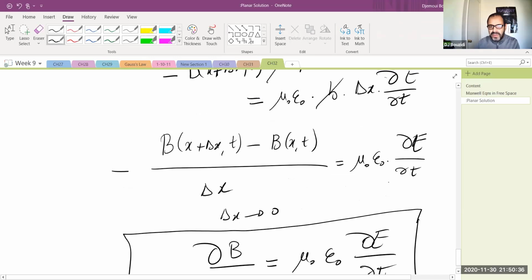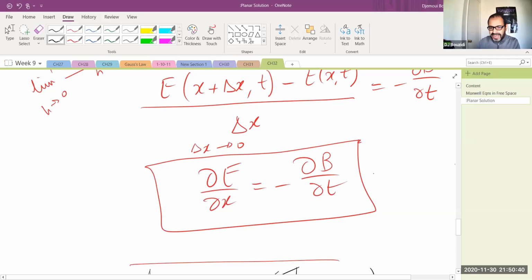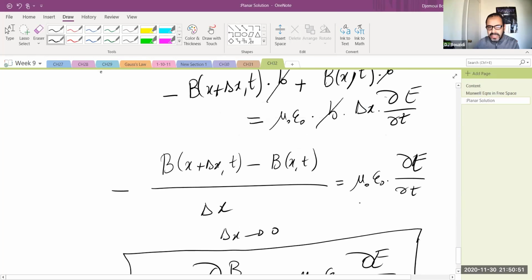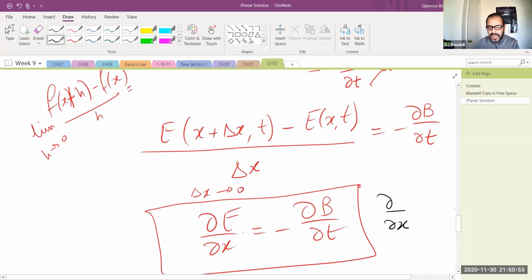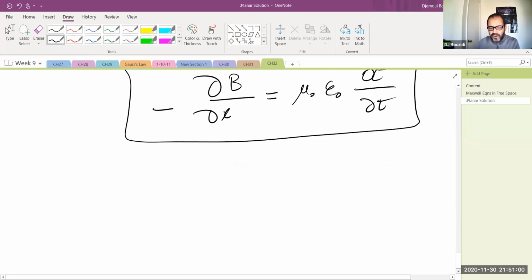Combine this equation with the previous equation, this one. What I'm going to do in here is take the derivative of this expression with respect to x everywhere. So the first equation becomes the second derivative with respect to x is minus the mixed derivative with respect to x and t. So what the first equation says is the second derivative of E with respect to x is just minus the mixed derivative of B.